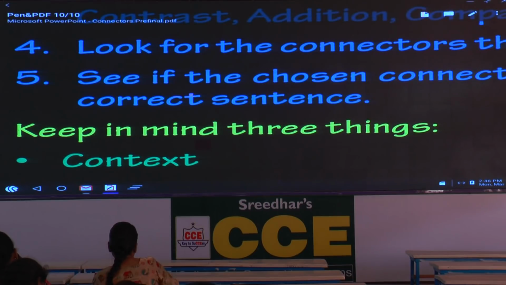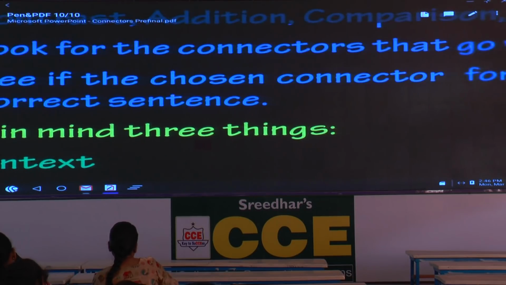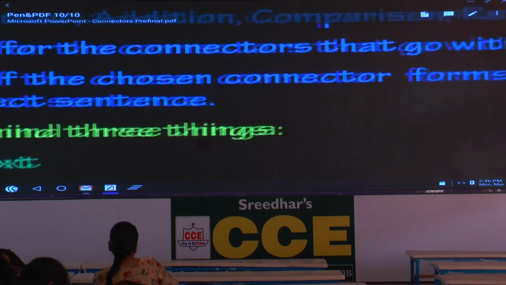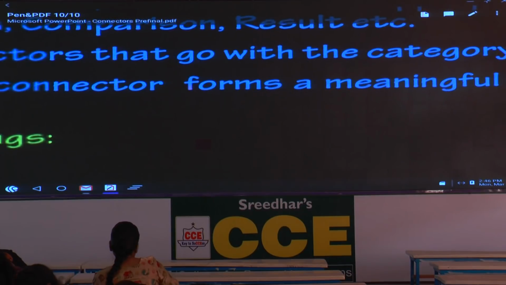Fourth step, look for the connectors that go with the category. Now you see the relation, then you decide it is based on contrast. Then you have to think of words like despite, however, all those contrasting words.